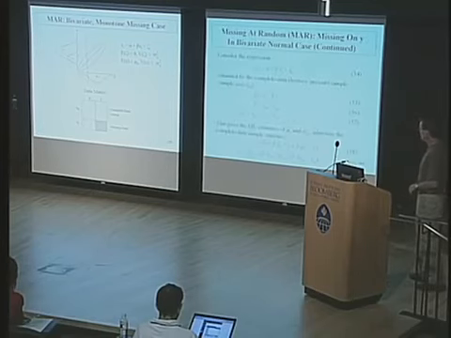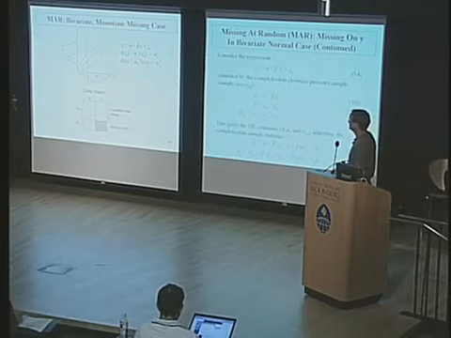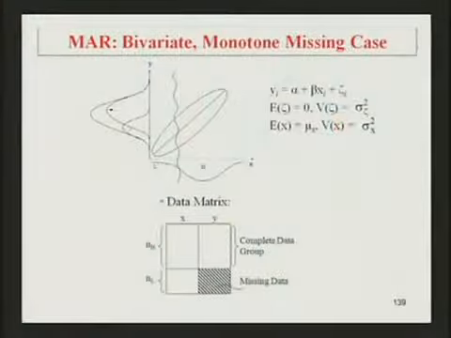I'm going to focus on slides 139 and 141. So say that you have a bivariate situation. You have y and you have x, and you're interested in estimating all of the parameters for y and x. So you have two means, two variances, and one covariance. 5 parameters, right?